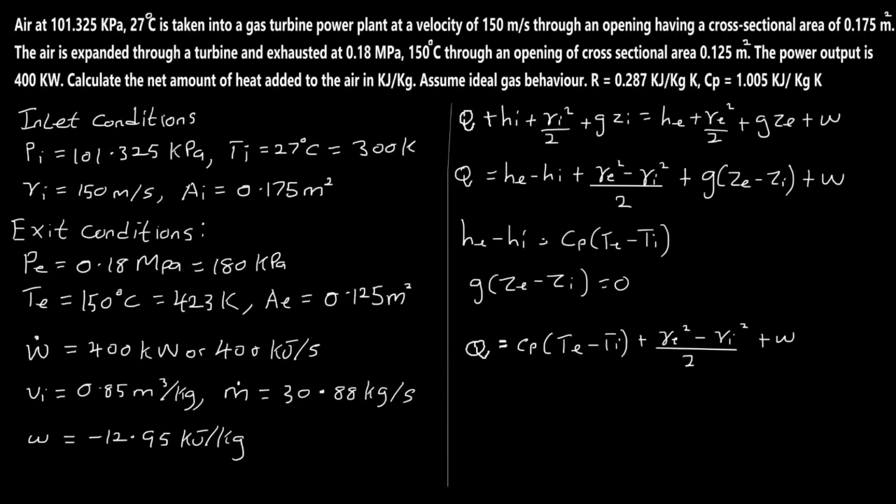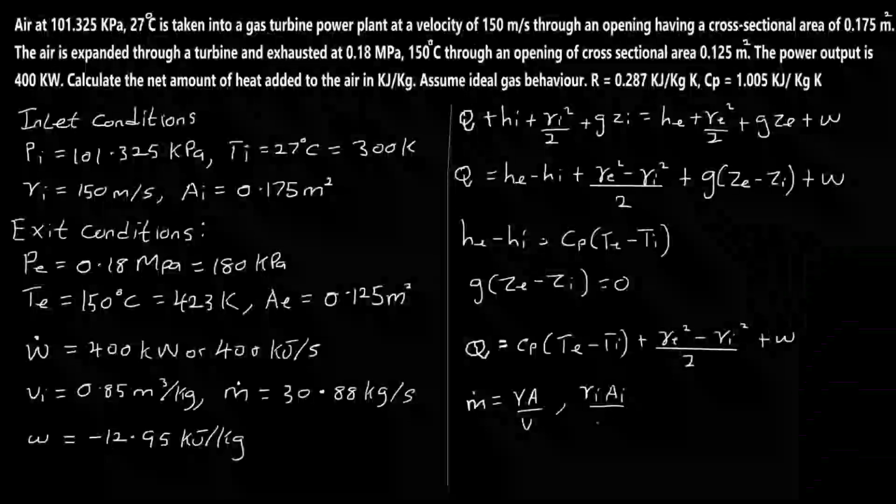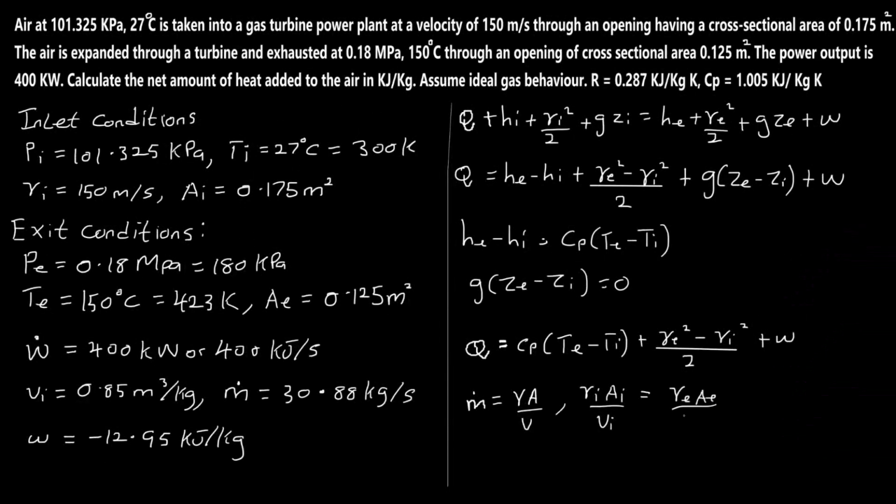We don't know the exit velocity, but we can obtain it using the expression for mass flow rate. And since the mass flow rate is the same at the inlet and the exit, we can write inlet velocity multiplied by inlet cross-sectional area divided by the specific volume at the inlet equals exit velocity multiplied by the exit cross-sectional area divided by the specific volume at the exit. So we obtain an expression for exit velocity.